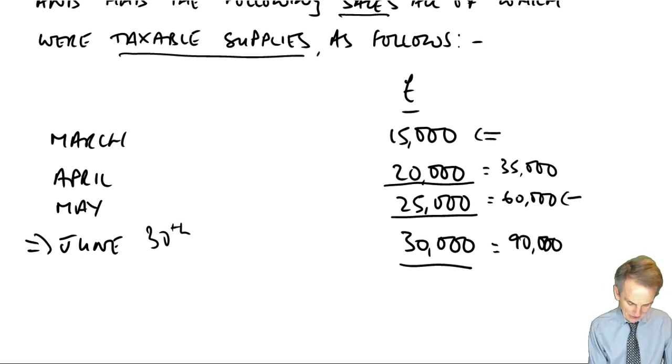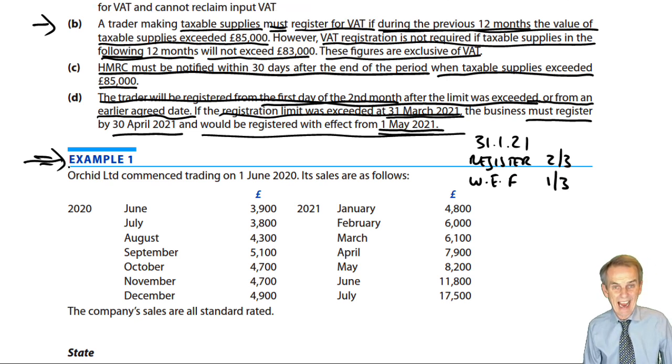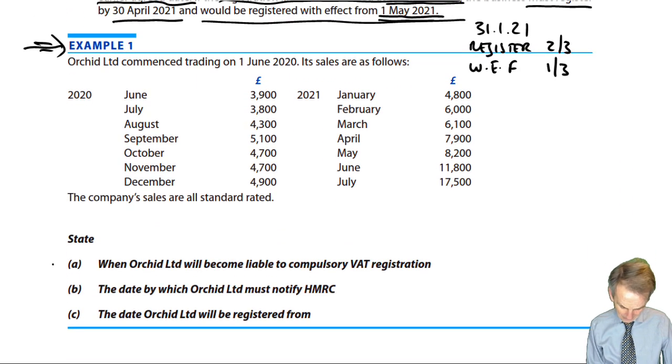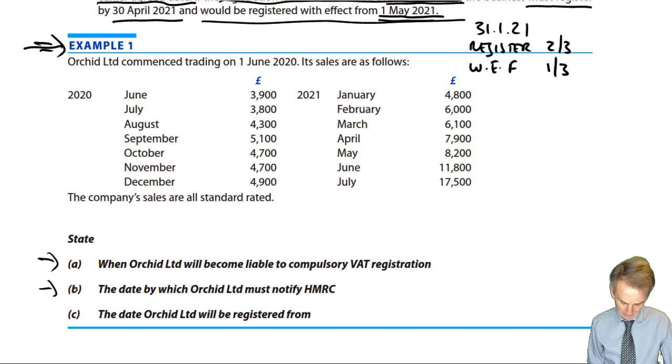And that question is made just a little bit longer in terms of what, as I say, you'll be doing now for homework between now and next time, whereby the levels of taxable supplies each month are somewhat lower. So what have we got to do? You've got to state here, firstly, when Orchid Limited will become liable to compulsory VAT registration. Based on that, the date by which Orchid must notify HMRC, and of course then the date that Orchid Limited will be registered with effect from.